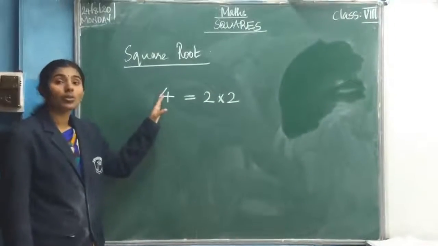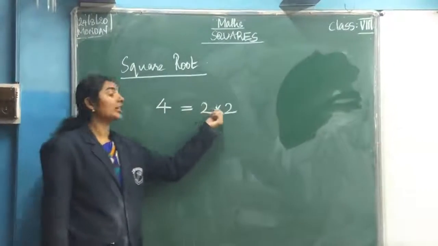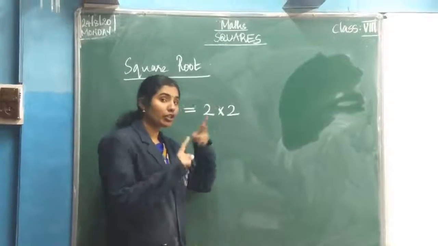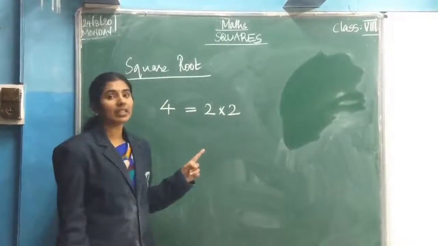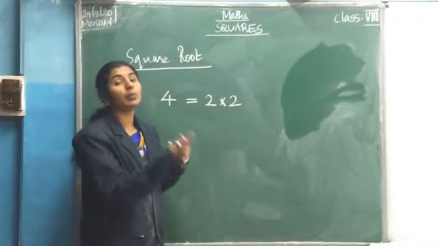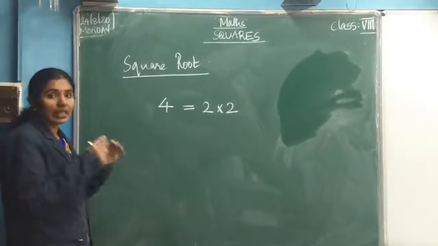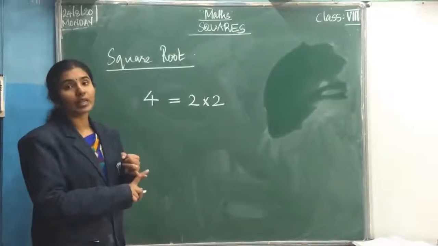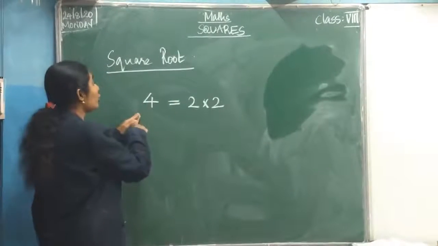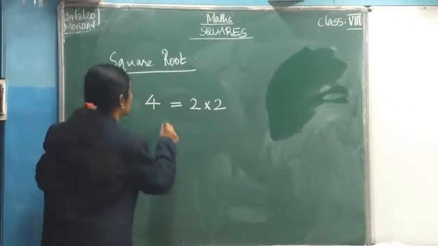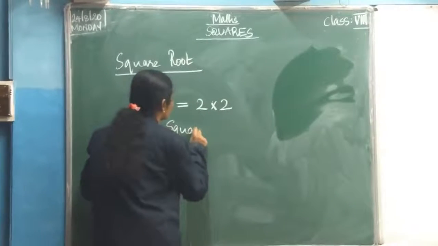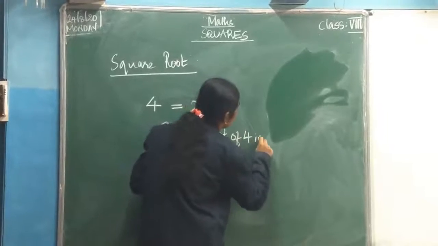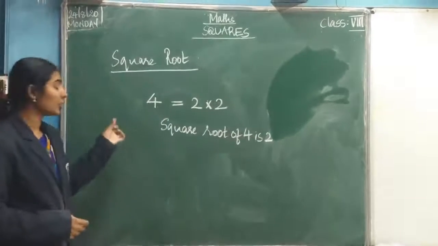See here, 4, how can you write it? 2 multiplied by 2. That means when you multiply the same number 2 times, you will get 4, isn't it? Then which number is multiplied 2 times? 2 is multiplied 2 times. So we will say the square root of 4 is 2.